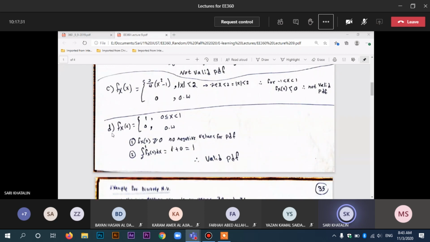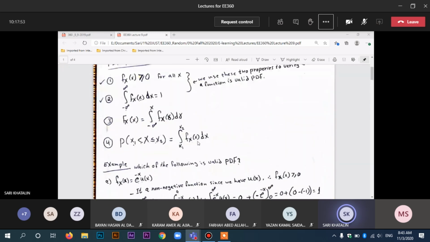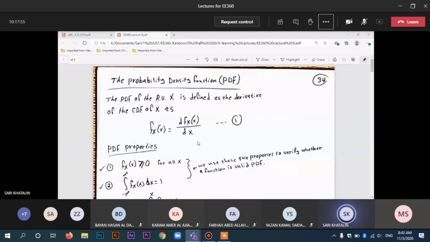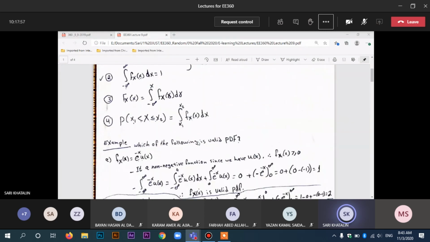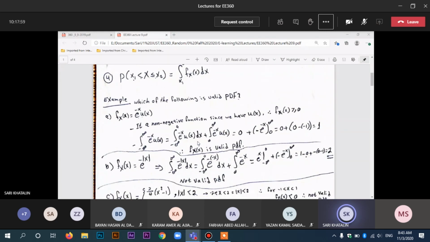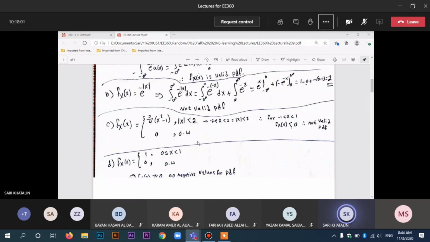And finally, the last one, D, this is very straightforward. The PDF is 1, where x is between 0 and 1, and 0 otherwise. Of course, when you take the integration of 1 from minus infinity to infinity it will be 1, and it's positive, so it's really a valid PDF. This is very simple, okay? So this page is what we did. We introduced the PDF, the properties of the PDF, and how we validate whether a function is a PDF or not.